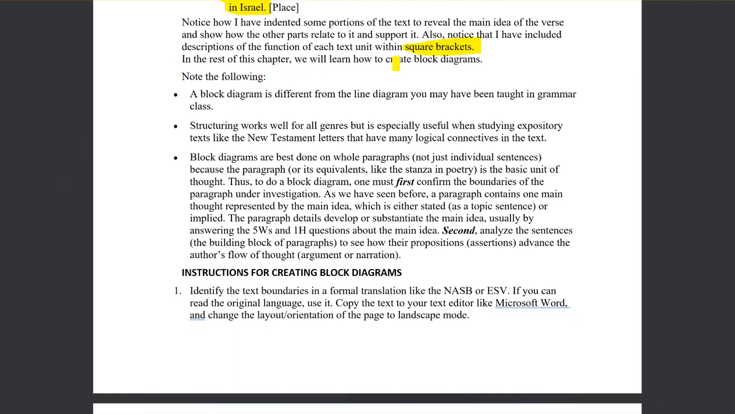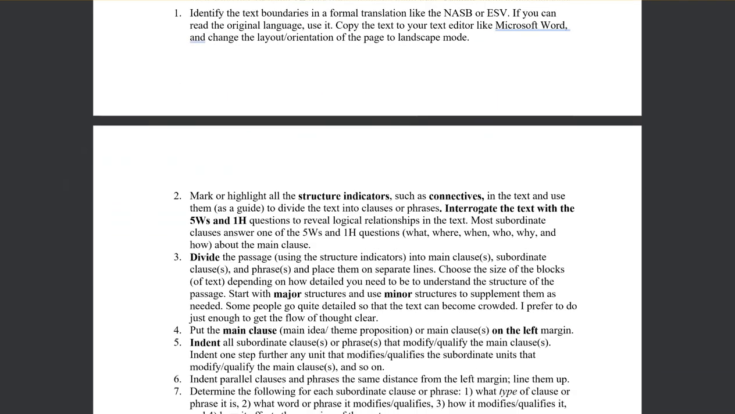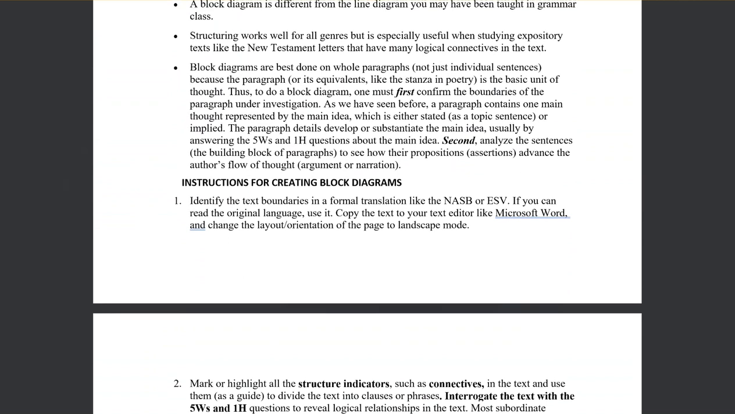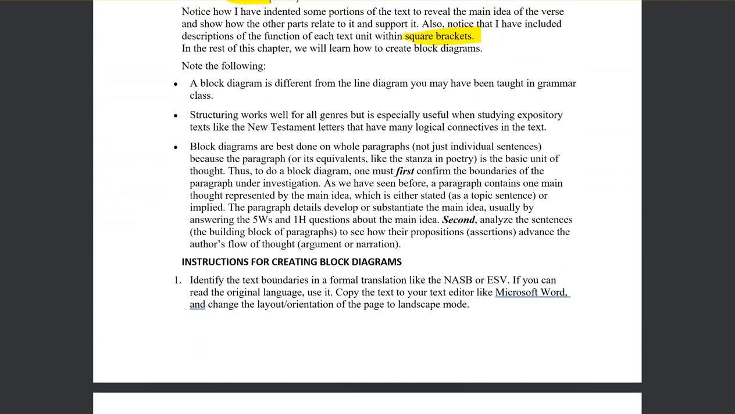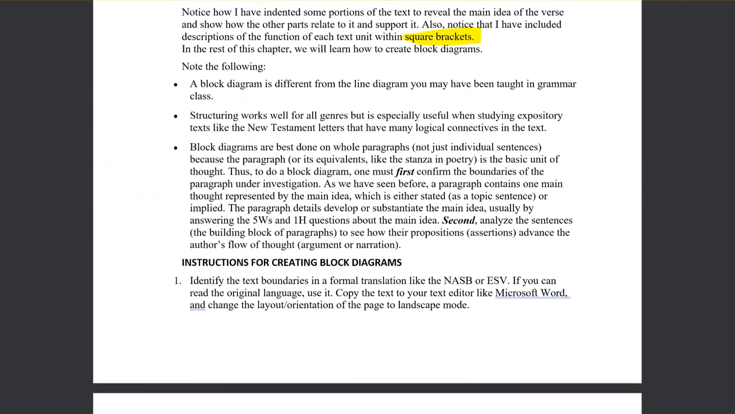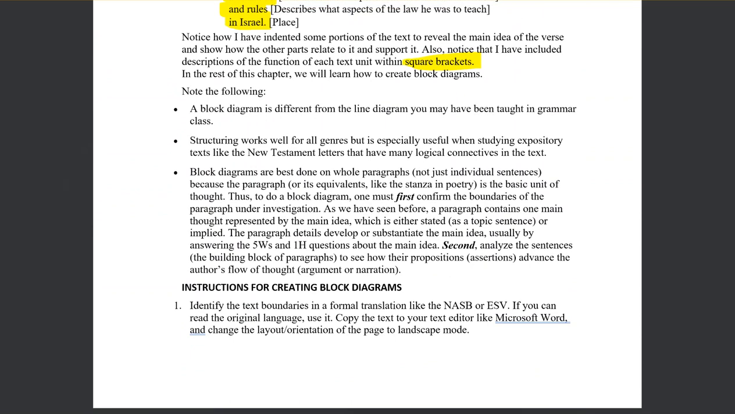In the rest of this discussion, what I'm going over here is a summary of a small portion of my book, Inductive Bible Study, to introduce this discussion. So a block diagram is different from a line diagram, which you may have been taught in grammar school, like in middle school or high school, or primary or secondary school in countries that have secondary schools.